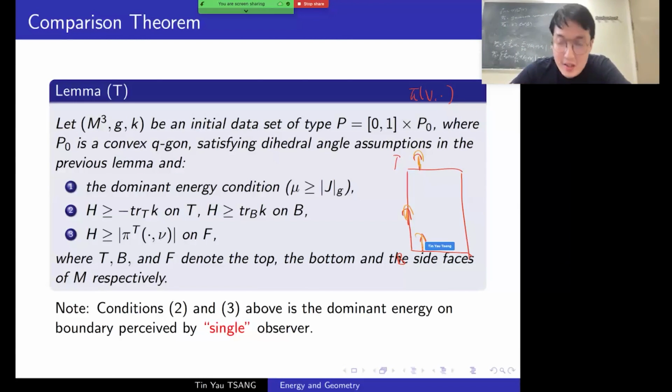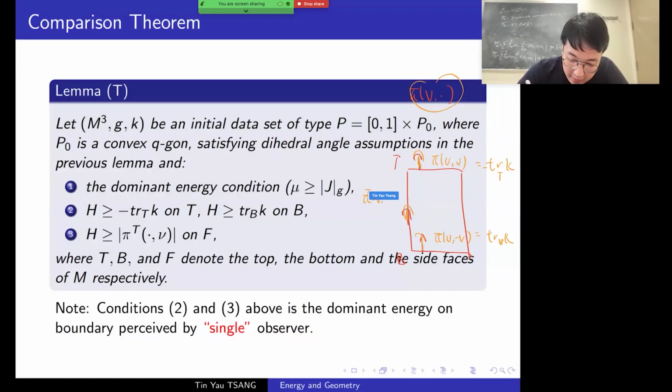Okay. Then what does this pi nu eating? There's a pi nu of negative nu, which is exactly negative trace k on this face. It's the trace of bottom k, not negative. And here is a pi nu eating some tangential direction. And that's why I have these assumptions 2 and 3. So this is called the boundary dominant condition by a single observer. Yeah, that's an introduction of some new terms.